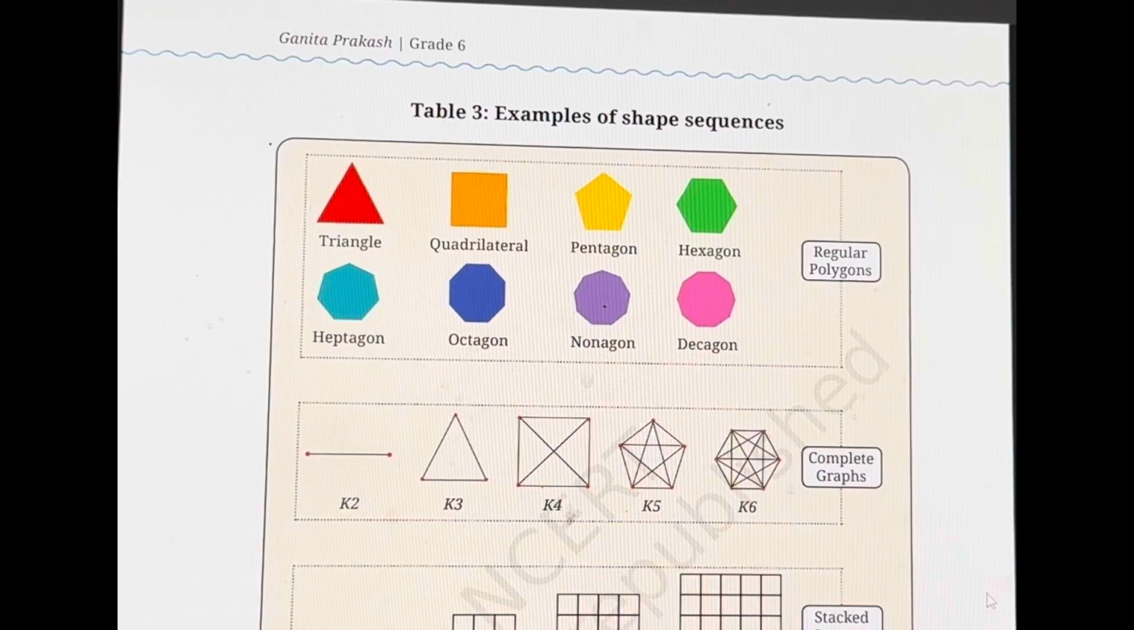First, let us observe them carefully. If you see the first shape sequence: triangle, quadrilateral, pentagon, hexagon, heptagon, octagon, nonagon, decagon. These are the regular polygons. First shape sequence is of polygons. The second shape sequence is of complete graphs. So K2. Why 2? There are 2 dots. Then here there are 3 dots. Here there are 4 dots. Here 5 dots. And 6 dots. And then how they are connected to each other. So we'll understand the pattern. But first let us just observe them.